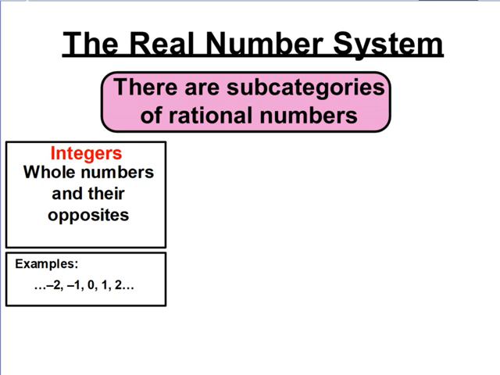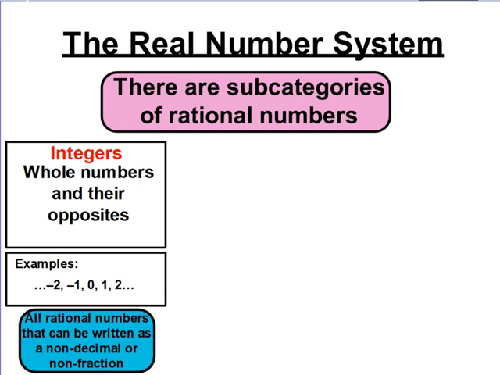So the best way to describe the integer category is it's all rational numbers that can be written as a non-decimal or non-fraction. So you can see in my example list, those are all non-decimals and non-fractions. So those are integers. Okay, but again, if I ask you which category -1 falls into, -1 is a rational number and an integer, but the best answer you want to say is integer because that's more specific. Okay, so that's one subset of the rational numbers category in the real number system.